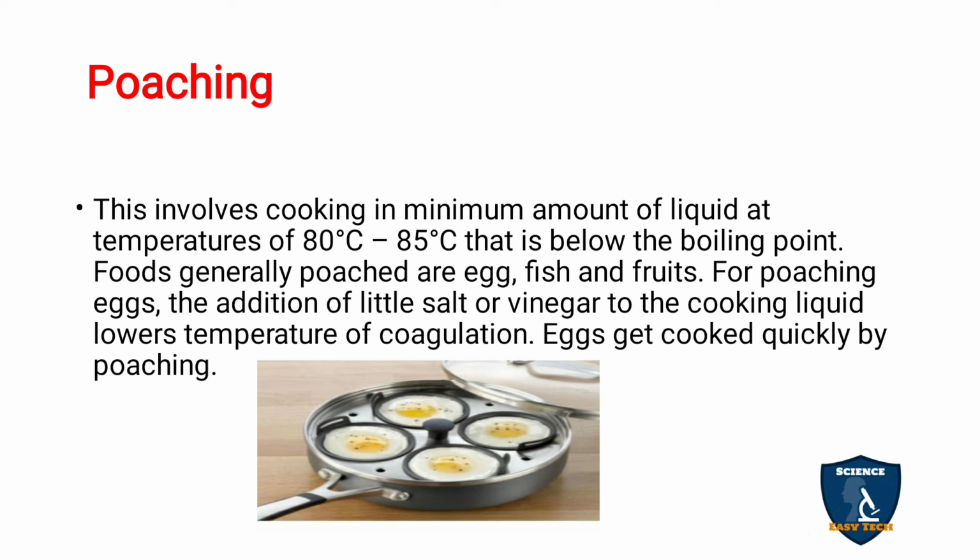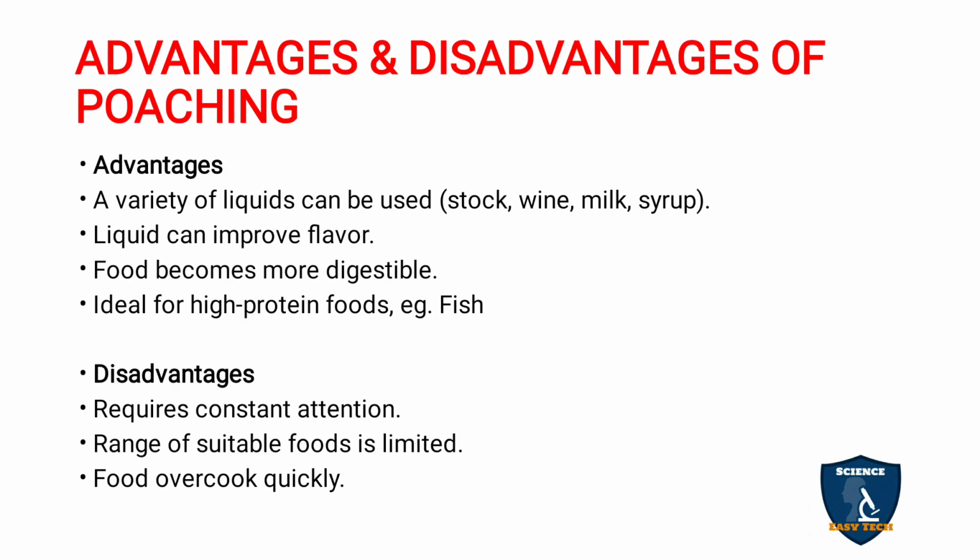You have to add a little salt or vinegar to avoid coagulation of the egg or fish. So add a little amount of salt or vinegar to prevent coagulation. Eggs get cooked quickly by means of poaching. So apart from fish and fruits, egg is a very good food you can cook by the poaching method. What are the advantages and disadvantages of poaching?